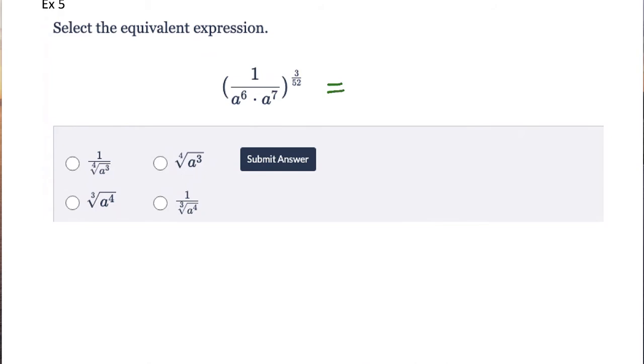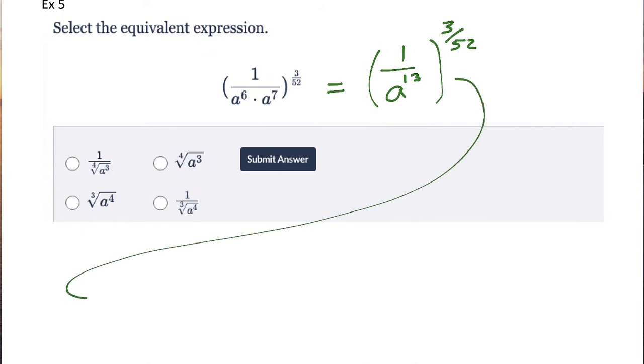But one thing we could do is we could say, okay, well, let's do this in steps. Well, isn't this 1 over a to the 13th? Because 6 plus 7, and all that raised to the 3/52. You go, oh my God, that still looks terrible. Well, it's not too terrible. If I take this and go down here, I say, okay, well, this is 1 over a to the 13. Let me just do this.